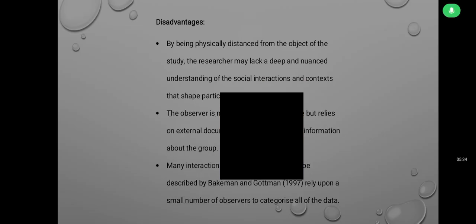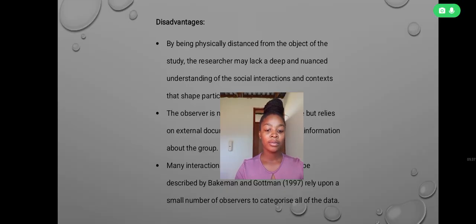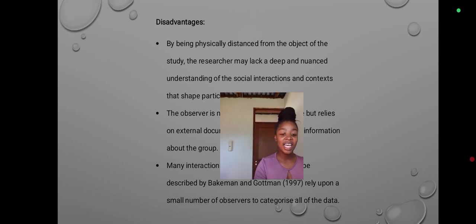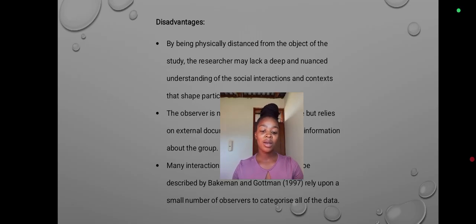The disadvantages of non-participant observation. Firstly, by being physically distanced from the object of the study, the researcher may lack a deep and nuanced understanding of the social interaction and context that shape participants' behavior. Secondly, the observer is not present at the study site but relies on external documentary sources to gather information about the group. Thirdly, many interaction analysis studies of the type described by Beckman and Goldman 1997 rely upon a small number of observers to categorize all the data.